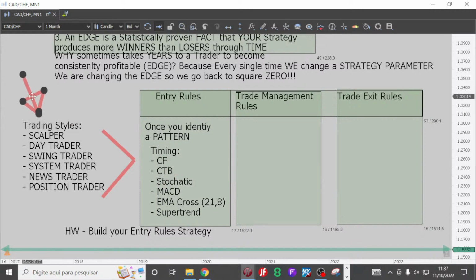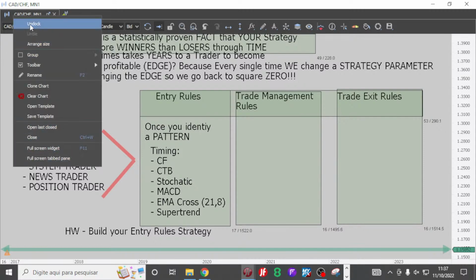Does this make sense to you? Type in the chat everybody. Is this clear? I'm just giving you an example here.